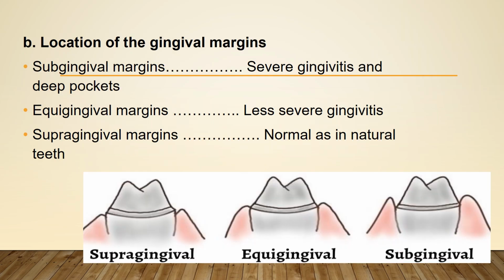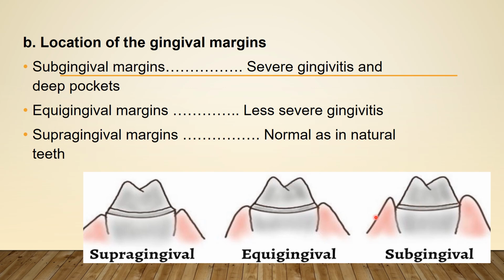Coming to the location of gingival margins, we have different types of margins of restoration. You can see that there can be supragingival marginal restoration, equigingival marginal restoration, and subgingival marginal restoration. This picture shows the crown preparation with respect to the margins: there can be supra-, equi- and subgingival.